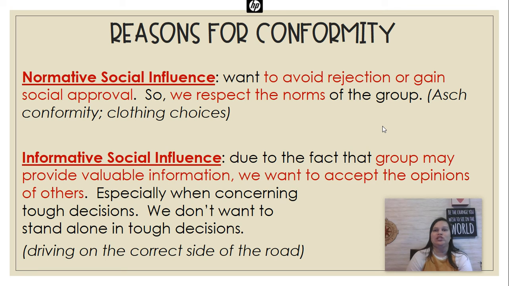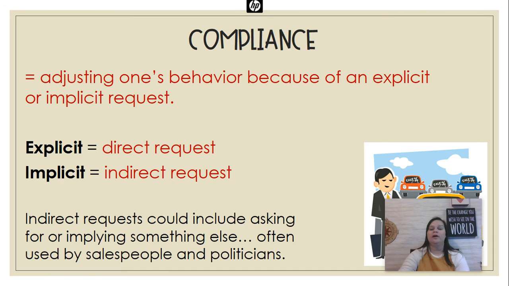So if you were in a situation like you were in a foreign country and you didn't know what side of the road to drive on, following the others because you believe that they have valuable information, so that you're driving on the same side of the road as they are, would be an example of informative social influence.